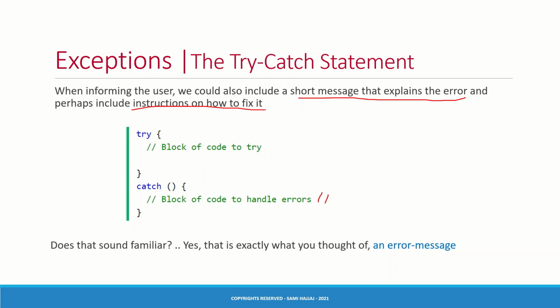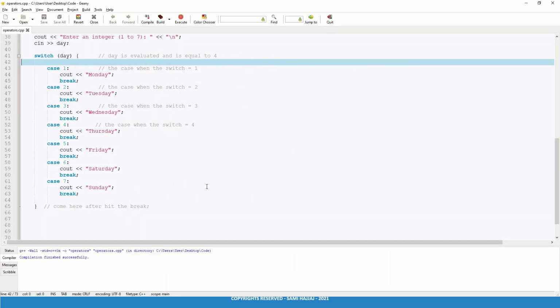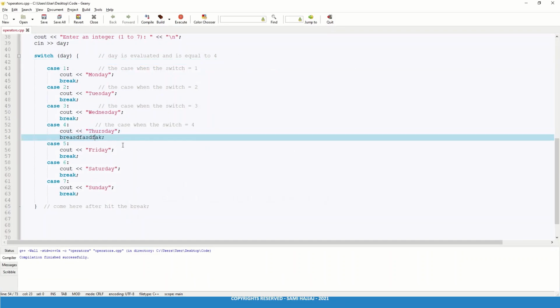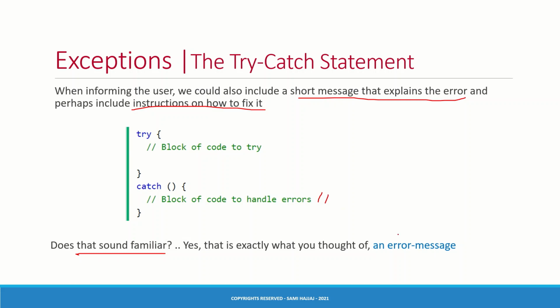Does that sound familiar? Did you see something like this before? And the answer is yes. If I just come and do this now and run this program, the program did not crash. Instead, I got an error message. This is exactly how the error message mechanism works. The way that the error mechanism works is actually through something very similar to try and catch.